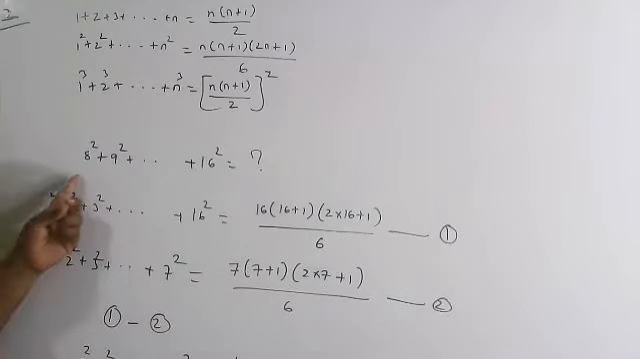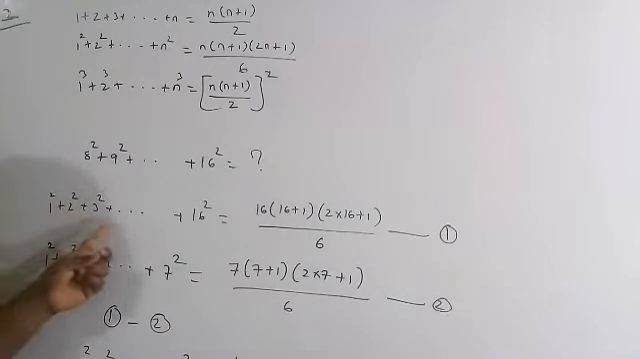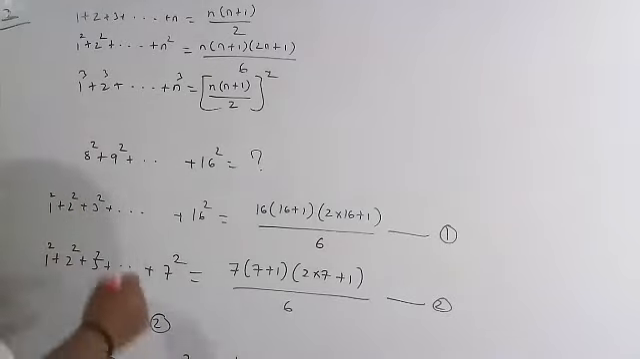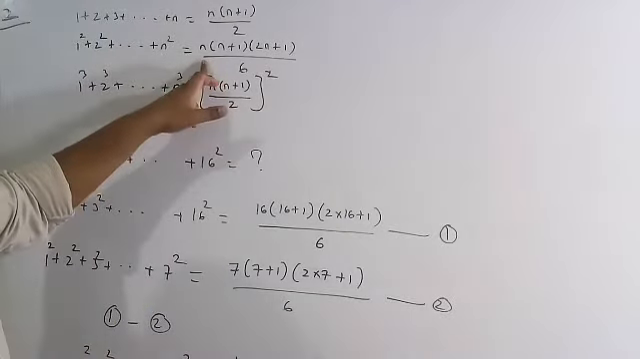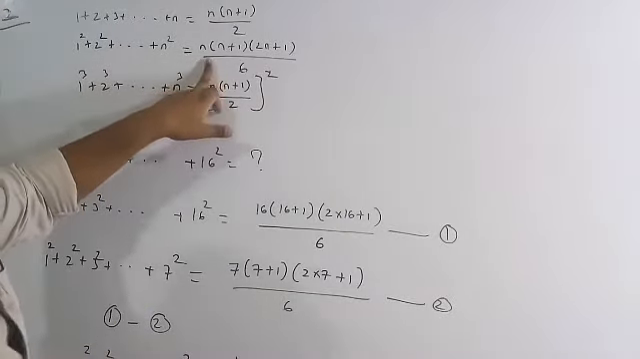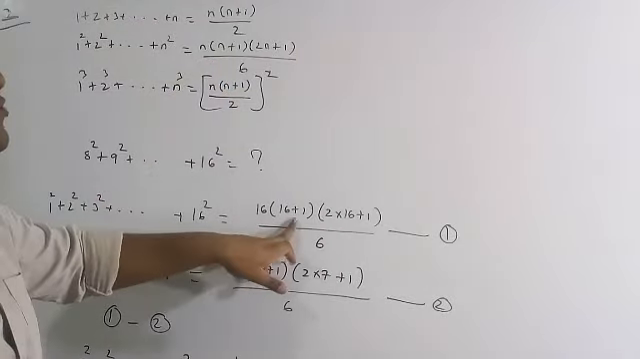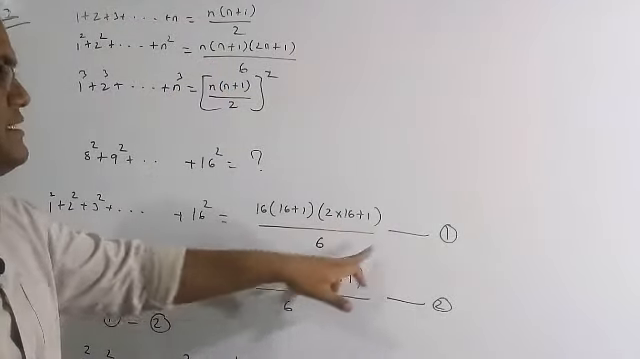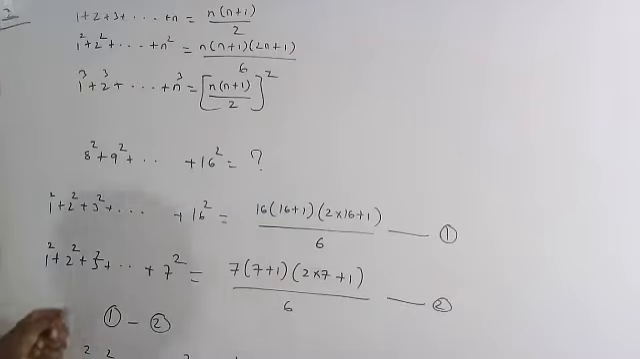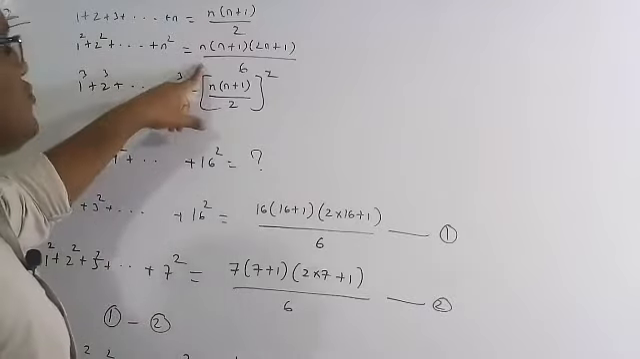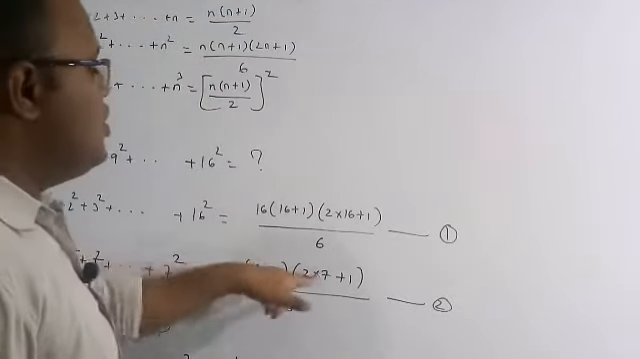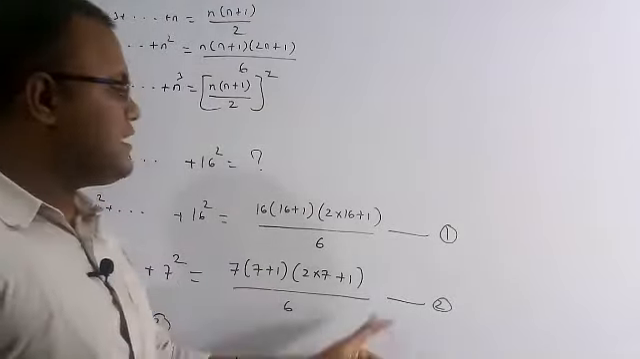So I am going to take 1 square, 2 square, 3 square up to 16 square. The sum of n squares, where n is 16, so I am going to use the second formula. Substituting n equal to 16: 16 into 16 plus 1 into 2 into 16 plus 1 by 6. This is the first equation. Similarly, I am going to take 1 square plus 2 square up to 7 square, where n is 7. Substituting n equal to 7: 7 into 7 plus 1 into 2 into 7 plus 1 by 6. This is the second equation.